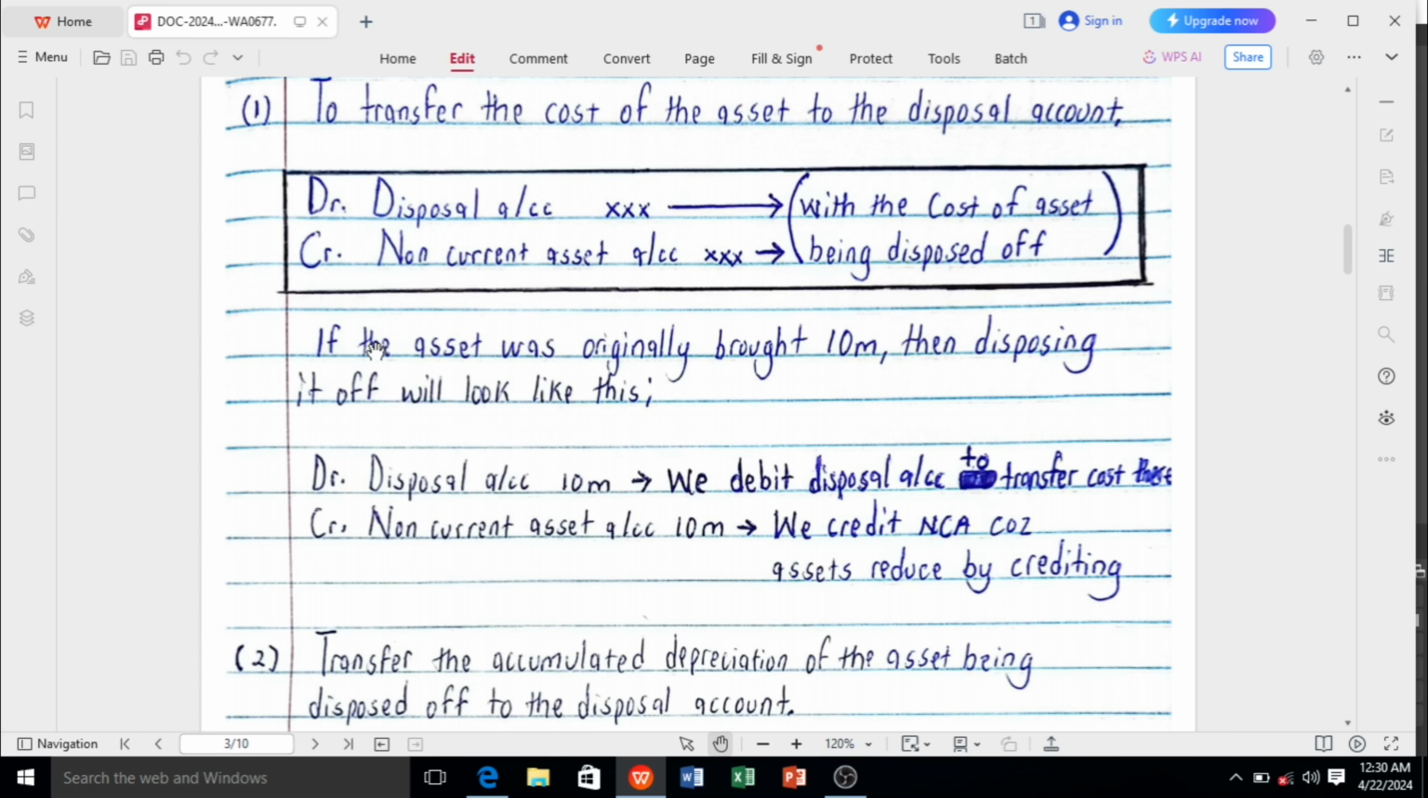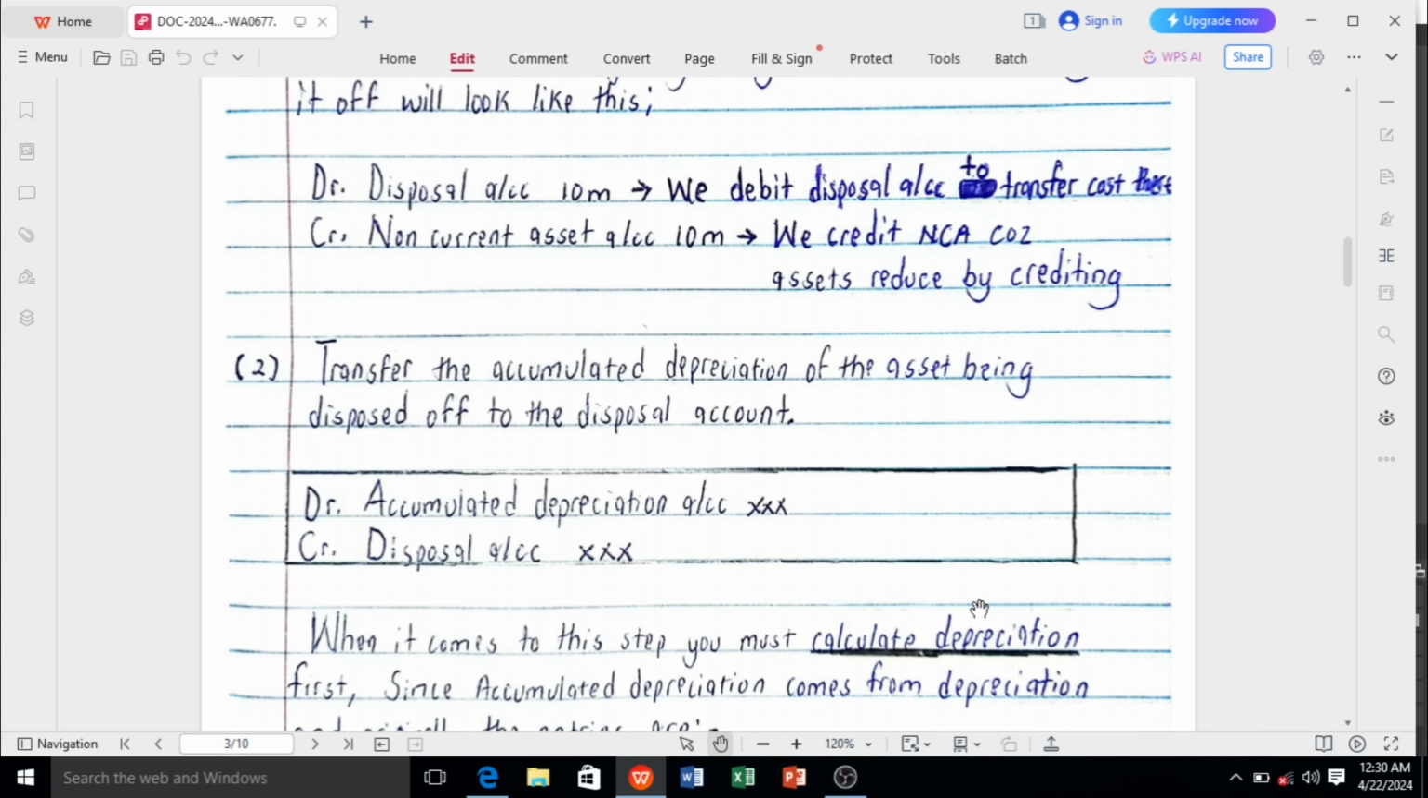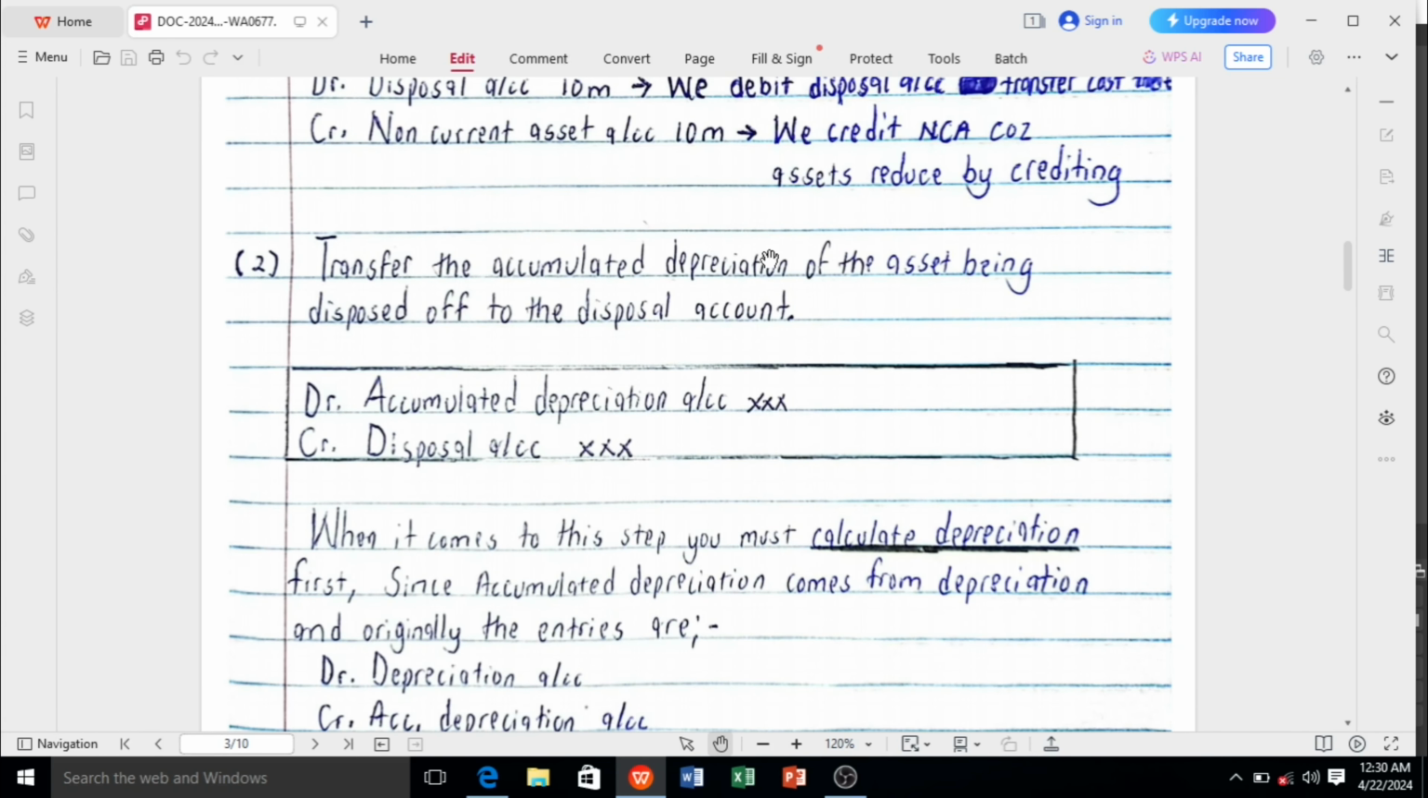If we have an example here, where the asset was originally bought at 10 million, then disposing of it will look like this. We shall debit the disposal account by 10 million and also credit the non-current asset account by 10 million. We always debit the disposal account just to transfer the cost of that asset there, and we credit the non-current asset because non-current assets reduce by crediting. In this case, since we are disposing of our asset, it is reducing, so we need to pass a credit entry.